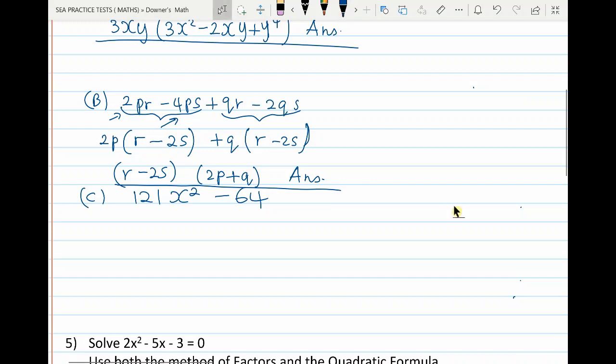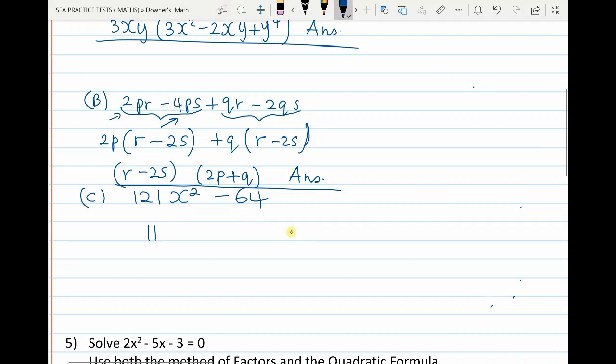Let's look at C now. In C, we have 121 x squared minus 64. So I notice, and you should notice, that there's a minus sign here, and there's something squared. So it's cluing me into using the difference of two squares. But we have to express this and this as something squared in order to use the difference of two squares to factorize this. So let's express 121 as something squared.